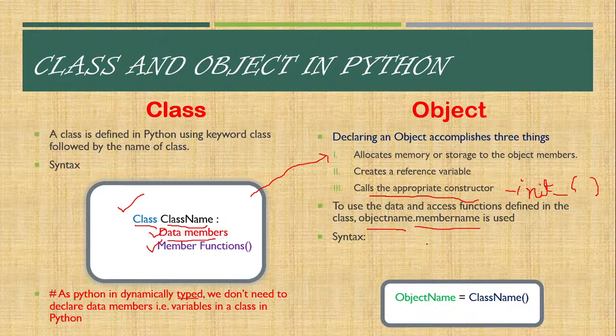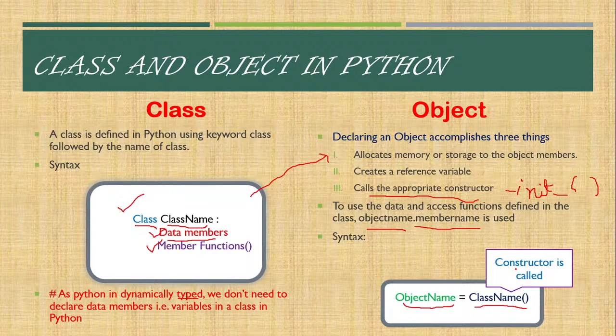So if we want to instantiate an object, first we write the name of the object, then equal to the name of the class, and then these brackets. This will instantiate an object, and the constructor of the class will also be called at the time of instantiation of the object.